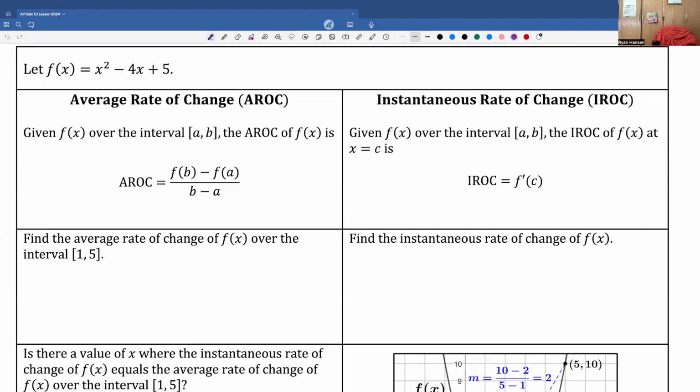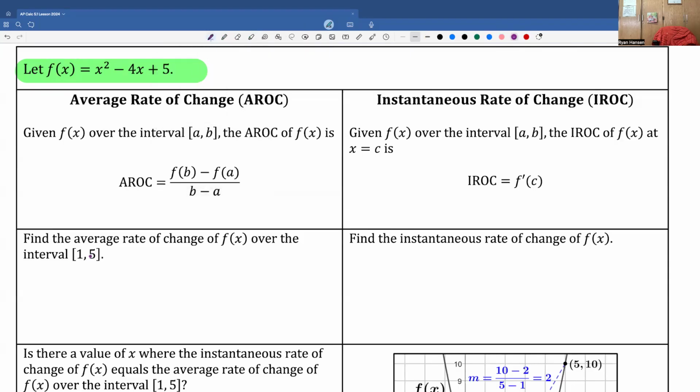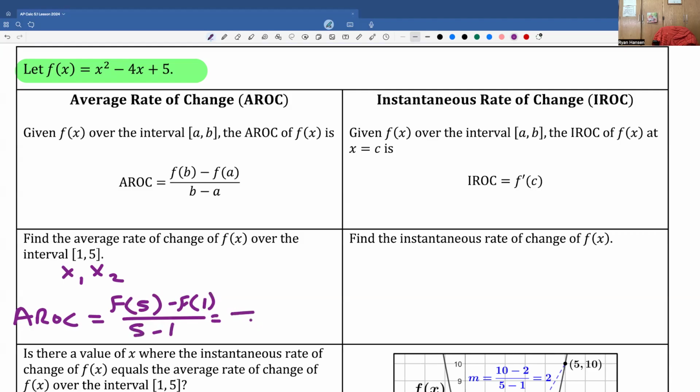So if I ask you to find the average rate of change of this function, which is a quadratic, and it's the average rate of change, I have to tell you what your x values are on the interval. So we're going from 1 to 5, that's your x1 and x2. How do we do this? AROC equals, what do we do? Okay, so it'll be f of 5 minus f of 1 over, okay, so it's something over 4 for sure, right?